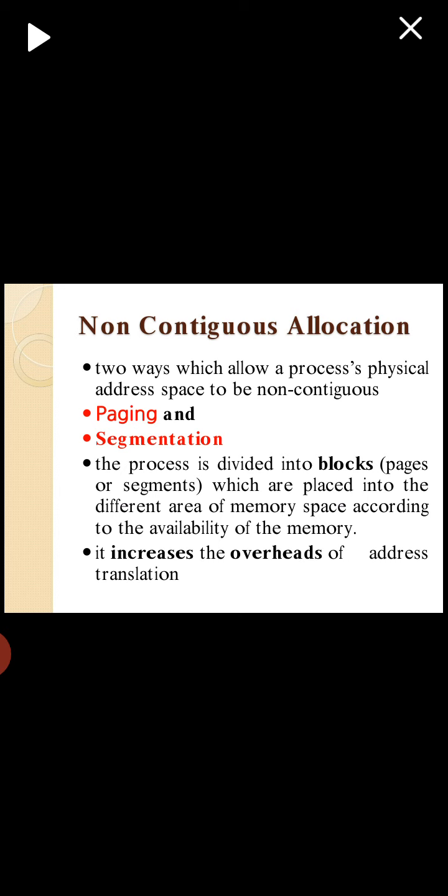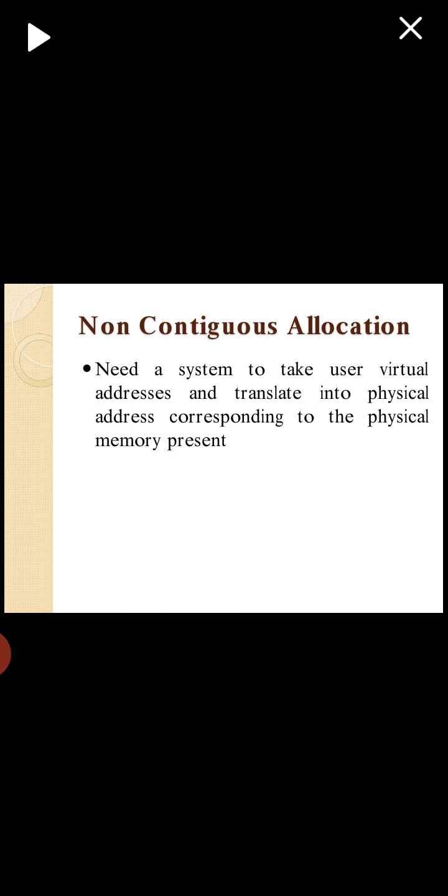There are two ways which allow a process's physical address space to be non-contiguous. The first one is paging and the second one is segmentation, which we will see later. The process is divided into blocks, that is pages or segments, which are placed into different areas of memory space according to the availability of memory. It increases the overhead of address translation. We need a system to take user virtual addresses and translate them into the physical addresses corresponding to the physical memory present.